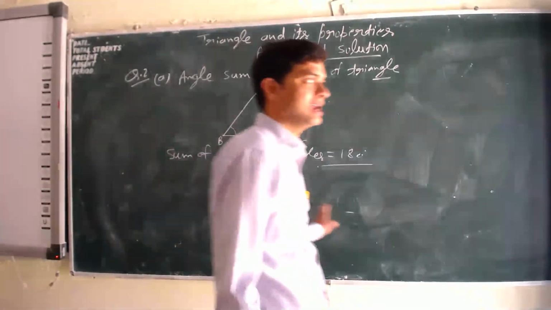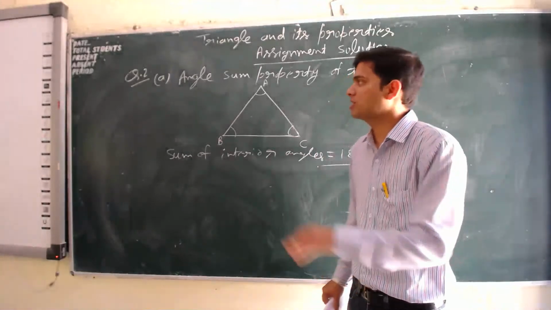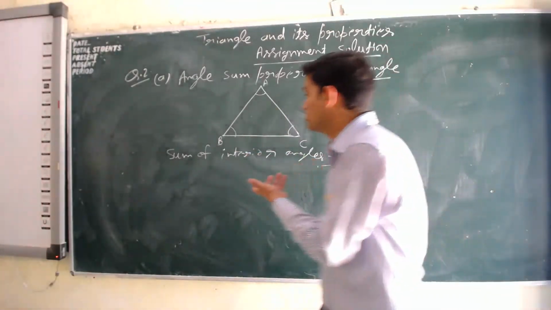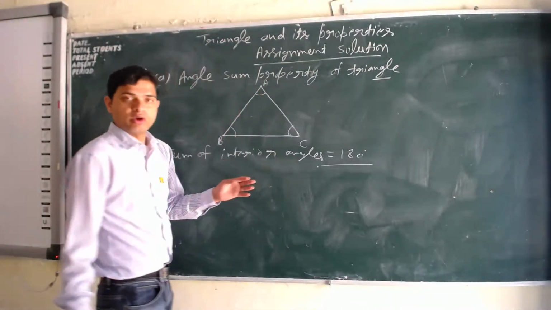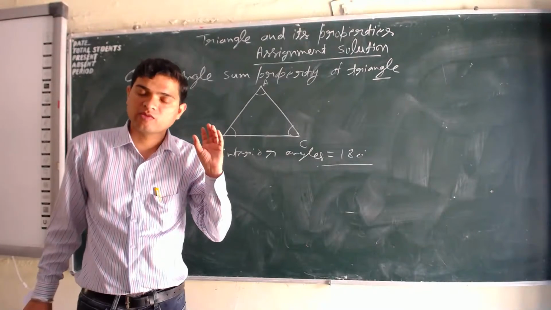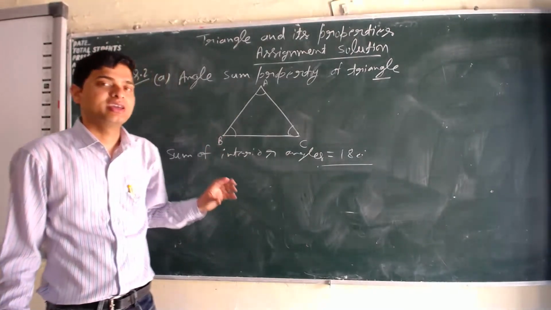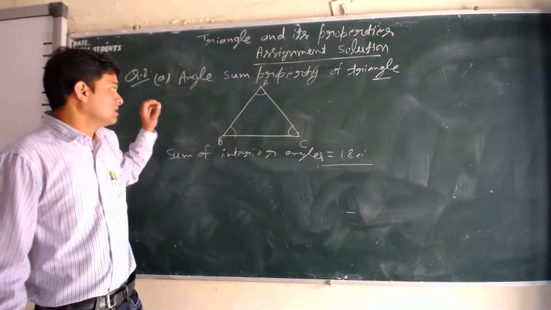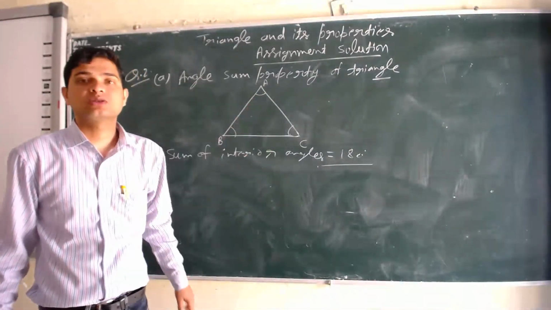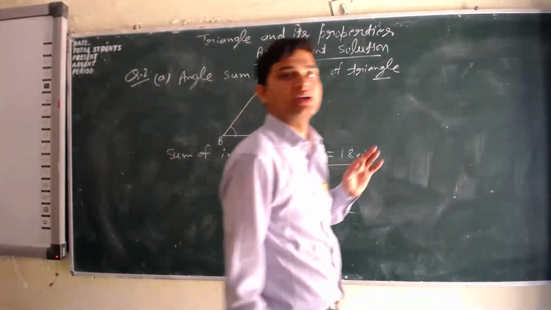Okay, you can see that, and you have to write only the statement. No need to draw any diagram. No need to show an equation. You have to write only a statement. That statement is: the sum of interior angles in a triangle is always equal to 180 degree.